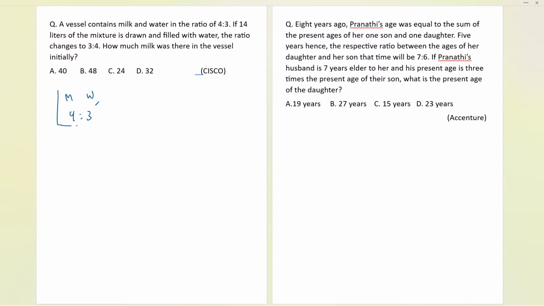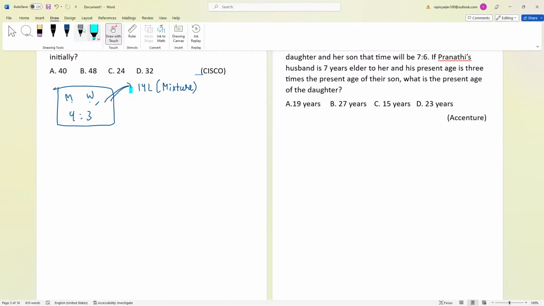Suppose this is the container, and from that we have taken out 14 liters. The thing you have to consider here is that the mixture we are taking out is the complete mixture, not only milk, not only water, the mixture of milk and water. Then it is filled with water, 14 liters drawn and filled with water. Now the final ratio changes to 3:4. Now, if the ratio becomes 3:4, what can we do? Let us see.